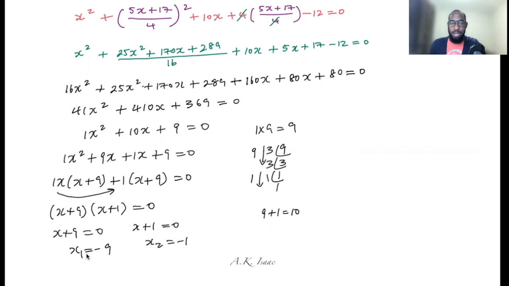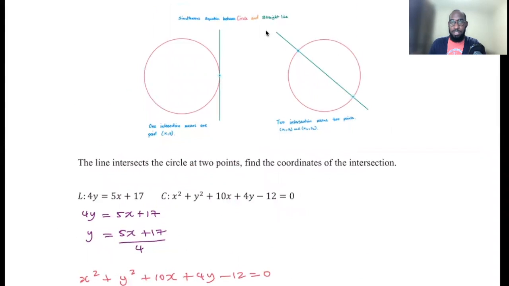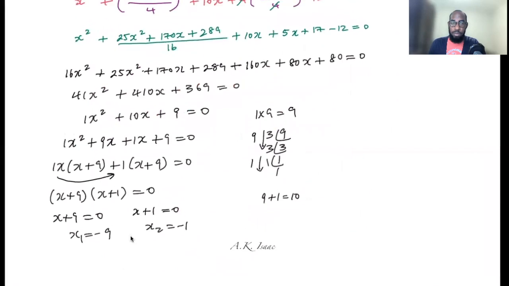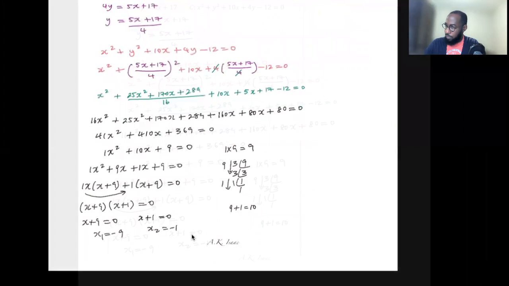So we have our x values here. Now we've seen we have two x values. It simply means that the straight line is going through this circle at 2 points. If we have two x values, it means we will get two coordinates, right? So now, since we found out what the x values are, we have to find out what the corresponding y values are. So let me get some room.